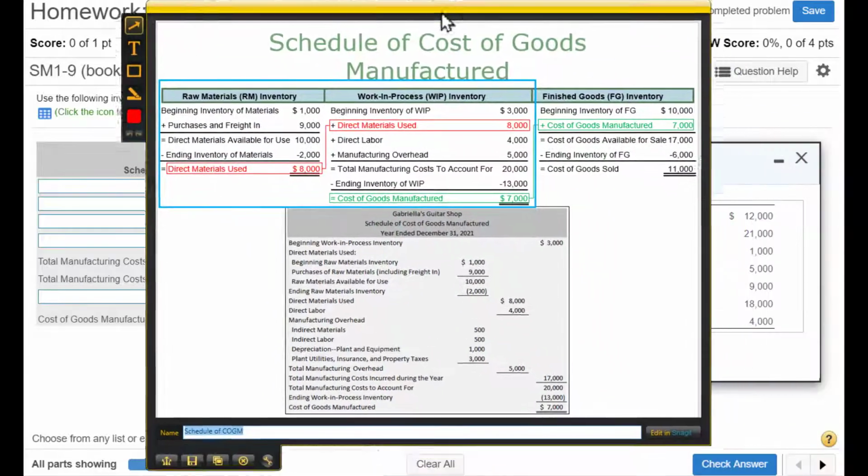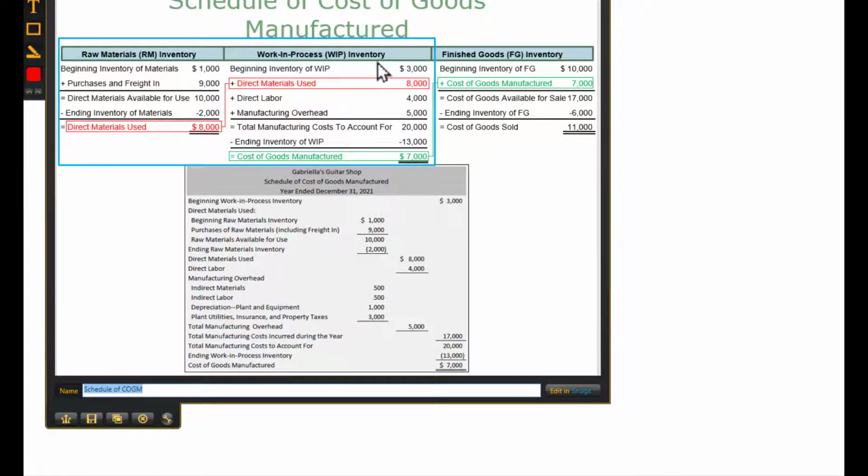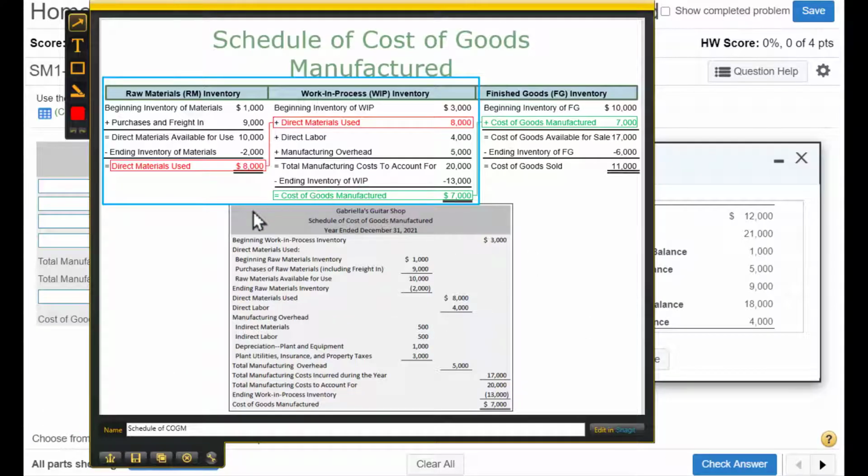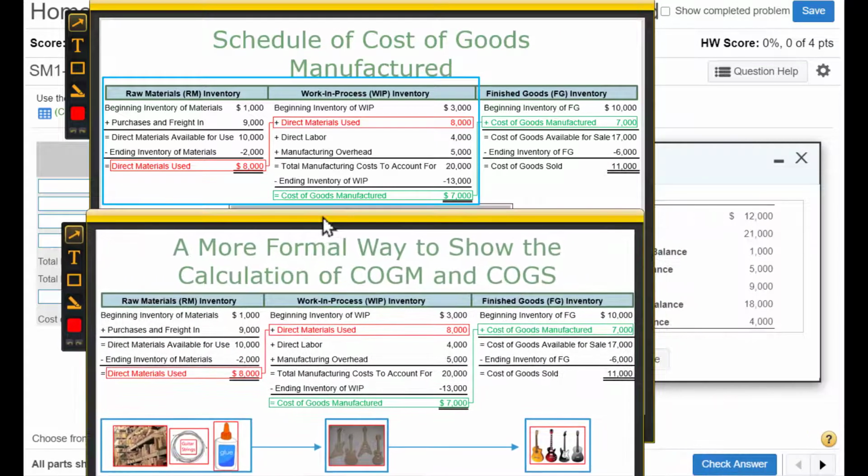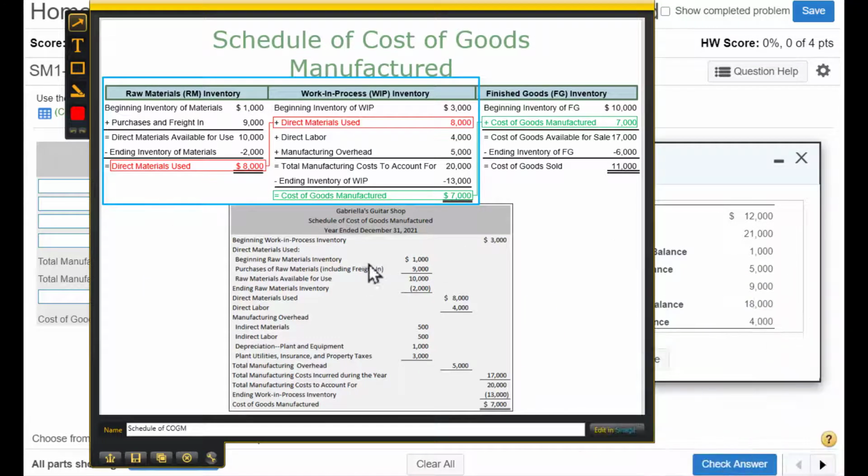And then also from our PowerPoints, here's a slide showing the schedule of cost of goods manufactured. So what we have up above is the same formulas that we had from the previous slide: raw materials, work in process, finished goods. The schedule of cost of goods manufactured is just this work in process broken out, along with the raw materials inventory appearing right here.